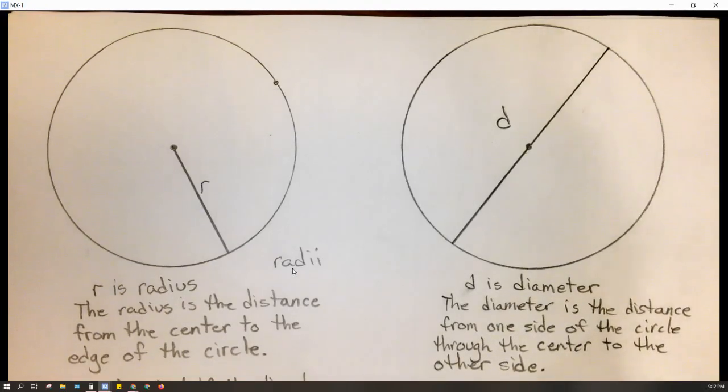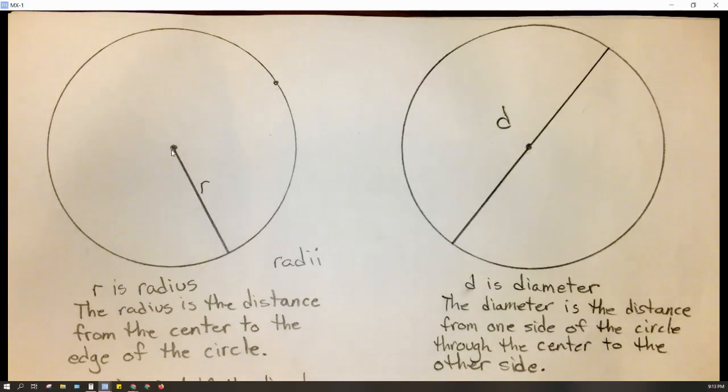The next thing you need to know is the diameter. Now, if we have a diameter in a formula, we just use the letter D. The diameter is the distance from one side of the circle to the other going through the center. So the longest distance from one side of the circle to the other is the diameter, okay? The diameter is the distance from one side of the circle through the center to the other side of the circle.